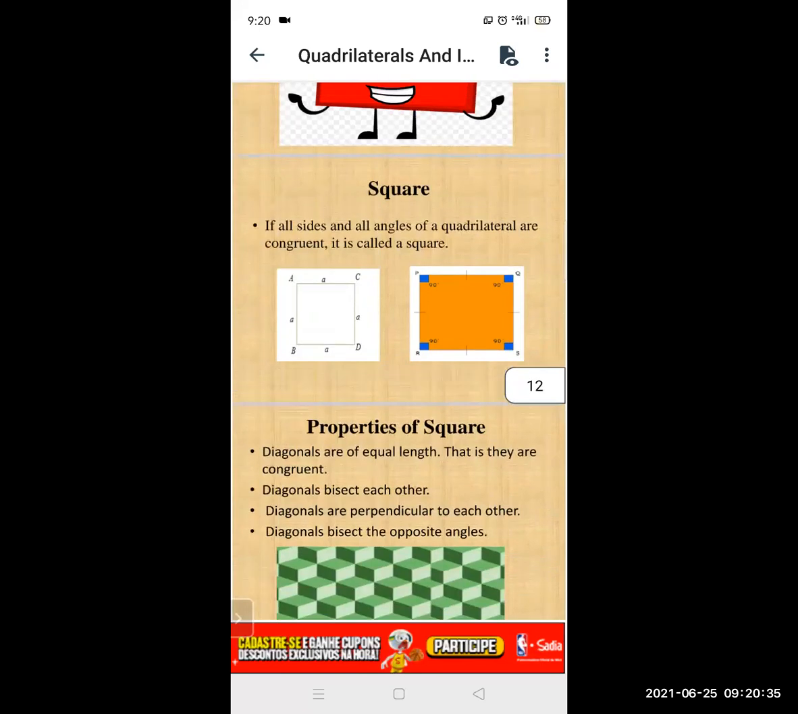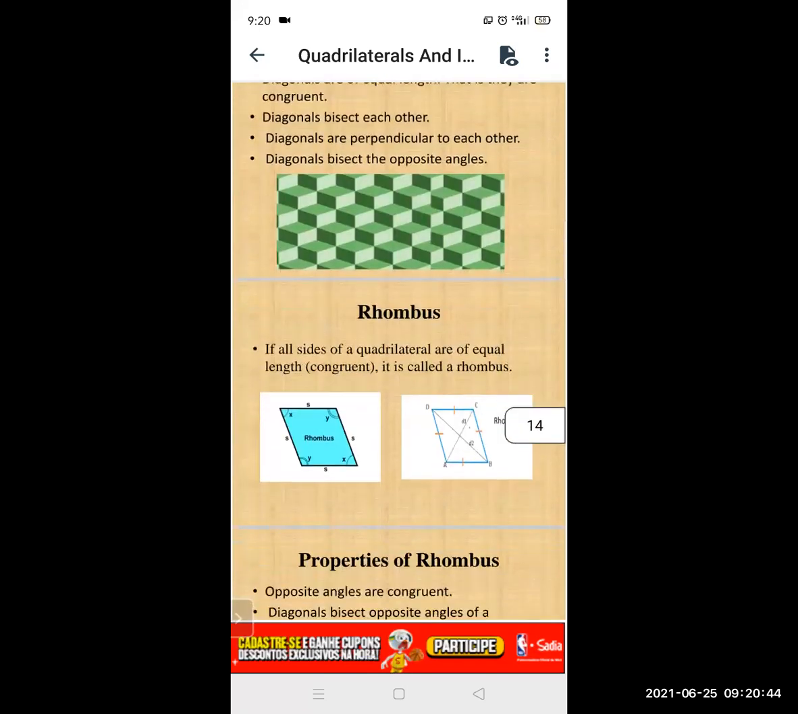But it has different angles. The angles are not the same. What was the definition in a square? If all sides and all angles of a quadrilateral are congruent, then it is called a square. And what is it in a rhombus? In a rhombus, only the sides are congruent or of equal length. Then it is called a rhombus.